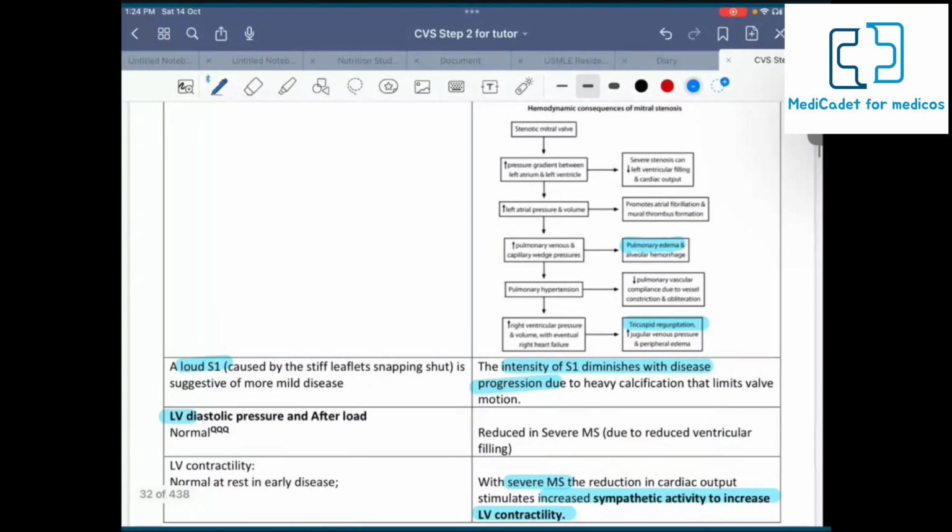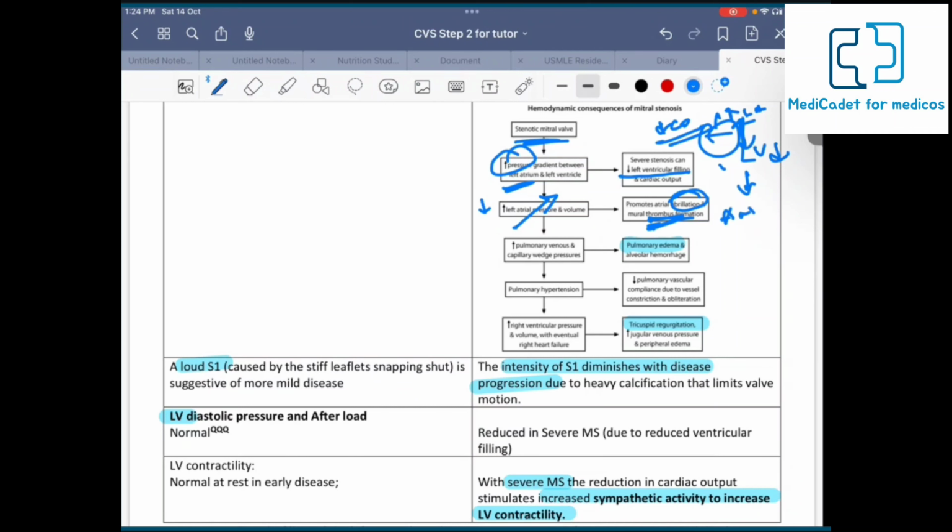So hemodynamics, it is the same story that's getting repeated. There will be increased pressure in the left atrium because of the stenotic mitral valve. The pressure gradient, which is the difference between pressures, will also be increased. The left ventricular pressure is lower, so the gradient is increased, and the left ventricular filling will be decreased. That is the cause of reduced cardiac output. The left atrial pressure increase also causes some stagnation of blood, and that is what is going to cause atrial fibrillation. And if there is fibrillation, there's always an increased risk of thrombus. That's why we give anticoagulants in all cases of AF with MS.